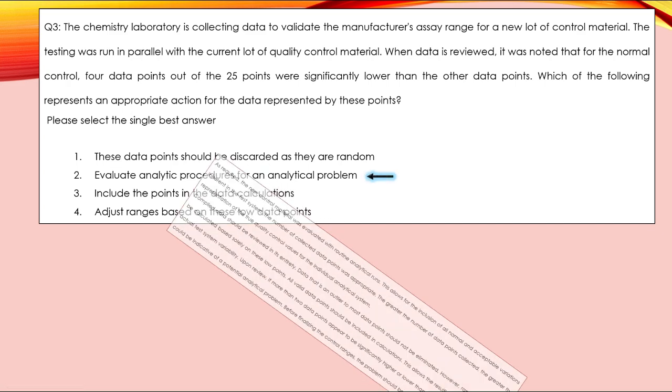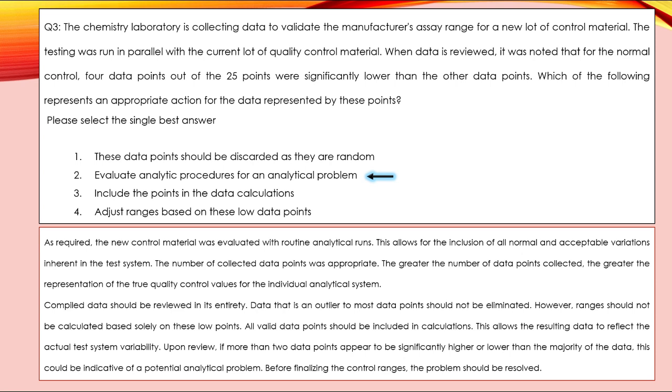Feedback. As required, the new control material was evaluated with routine analytical runs. This allows for the inclusion of all normal and acceptable variations inherent in the test system. The number of collected data points was appropriate. The greater the number of data points collected, the greater the representation of the true quality control values for the individual analytical system. Compiled data should be reviewed in its entirety.